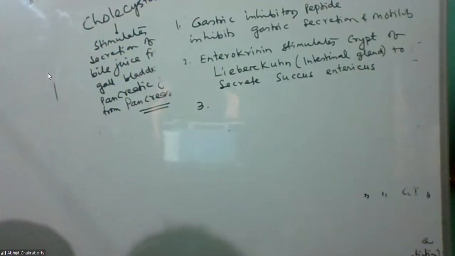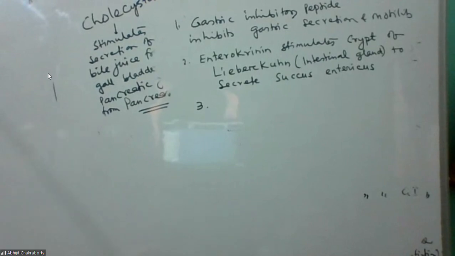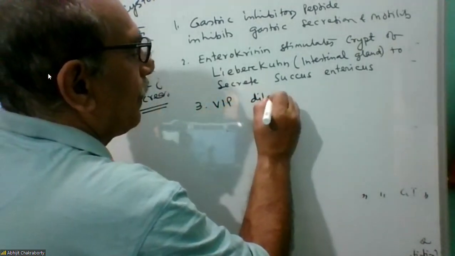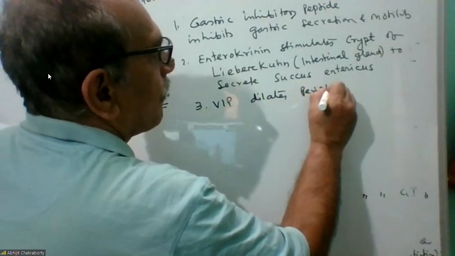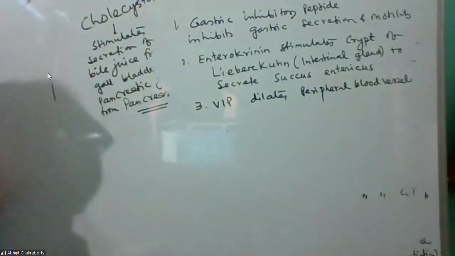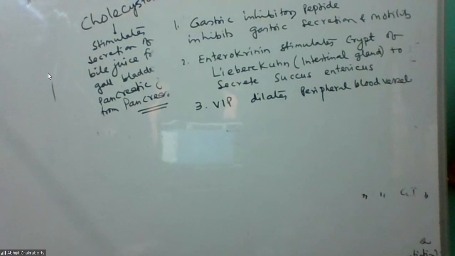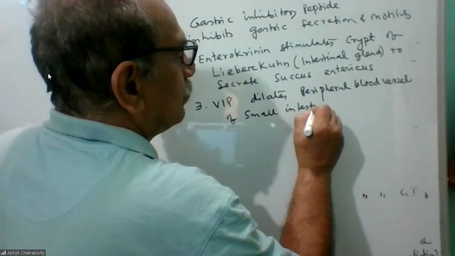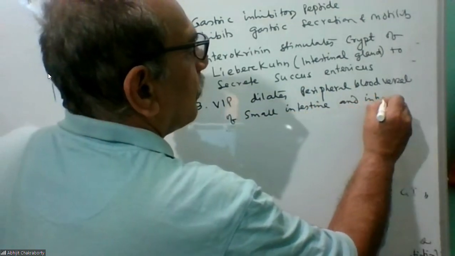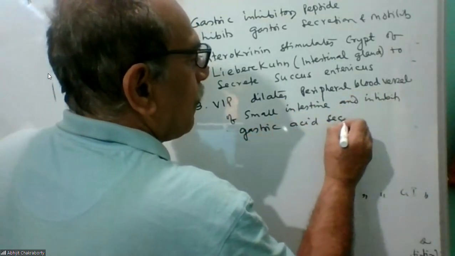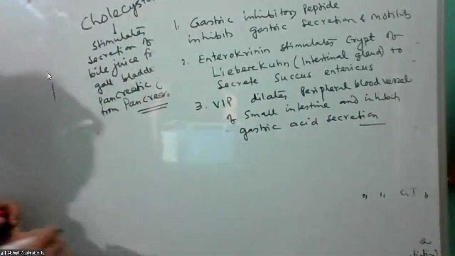Vasoactive intestinal peptide dilates peripheral blood vessels of the small intestine.